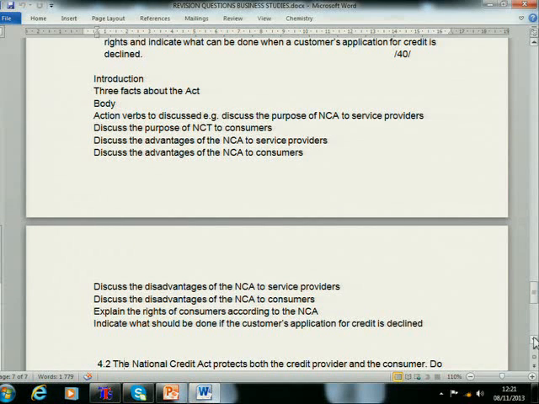The advantages, especially in the National Credit Act, those advantages to all bodies that are concerned, the stakeholders, the consumers, the service providers, the country, as well as the disadvantages to them, the consumers, the service providers, the country. If you can remember all that information, it will be easy for you to gather as many points in the legislation as possible.